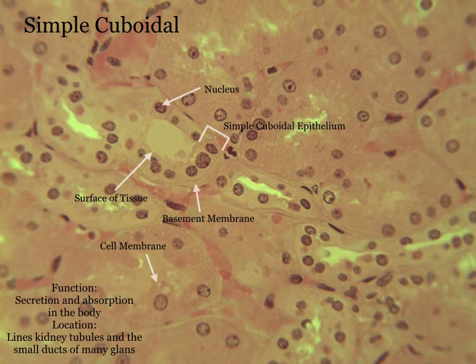Simple cuboidal tissues consist of a single layer of cube-shaped cells with a centrally located nucleus that is spherical in shape. The tissue covers ovaries, lines the kidney tubules, and ducts certain glands like the pancreas and liver. In kidneys, its function is secretion and absorption.